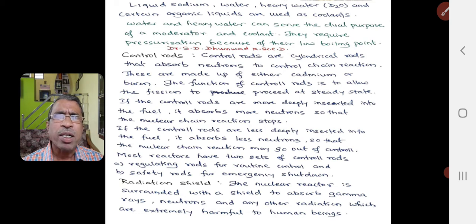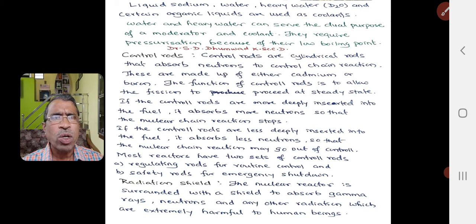Coming to the next part, that is control rods. Control rods are cylindrical rods that absorb neutrons to control the chain reaction. These are made of either cadmium or boron. The function of control rods is to allow the fission to proceed at a steady state.